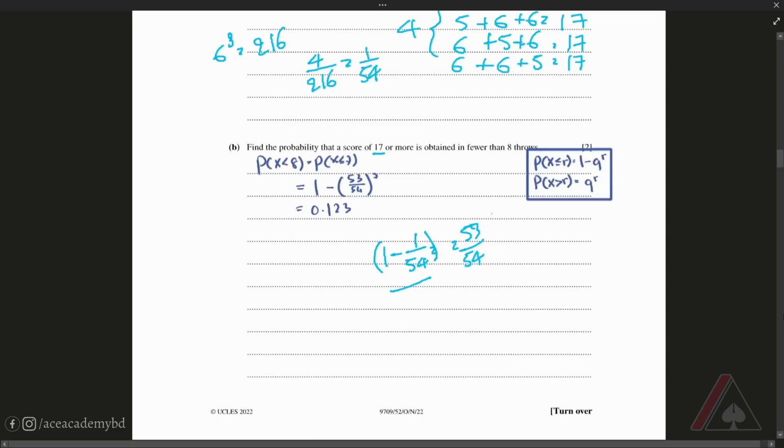So how do we find the probability that they did not fail the first 7 times? We deduct the probability that they did fail from 1. So the probability that they failed 7 times, minus 1. So we get this equation right here, and if we put this in the calculator, you get the value 0.123, which will be our answer.